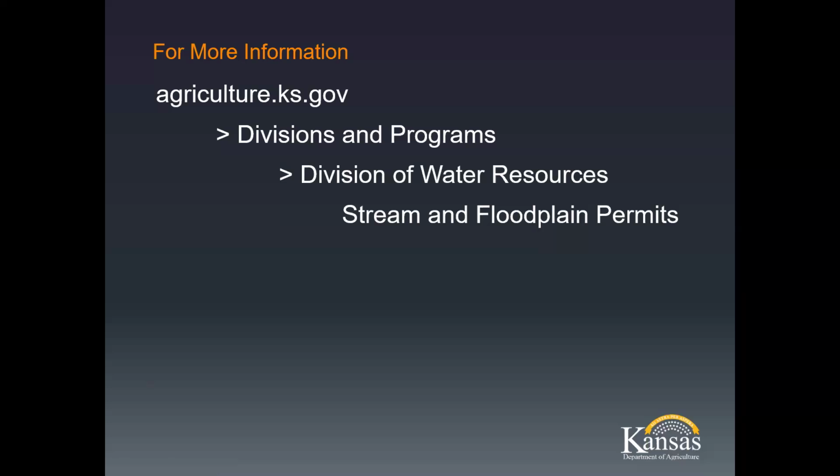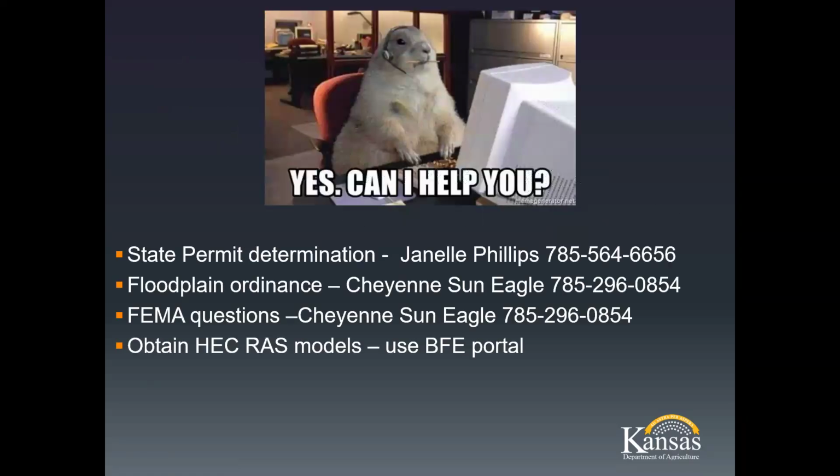So, I know I went through a lot of information really quickly. There's more information on our website. You go to agriculture.ks.gov, go to Division Programs, go to the Division of Water Resources, and stream and floodplain permits. You can look there and you can see what you need. You can also call us for state permit determinations. Please give me a call.